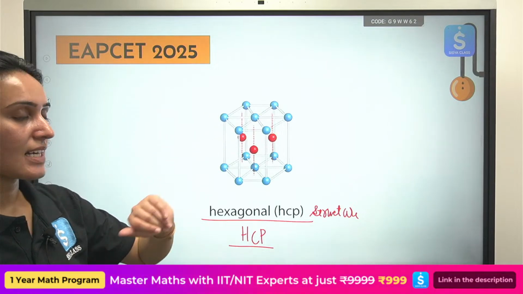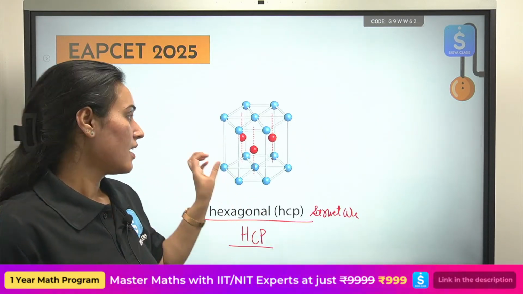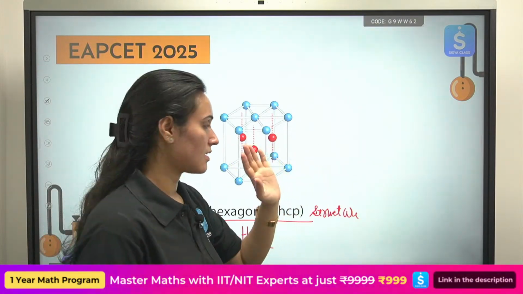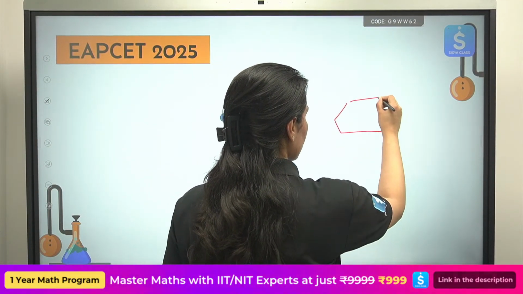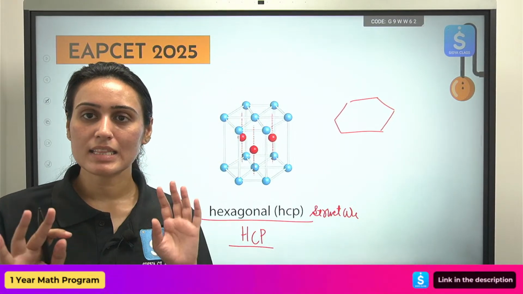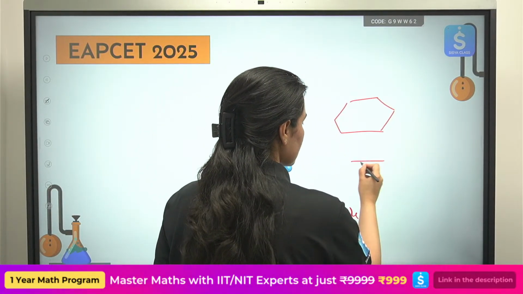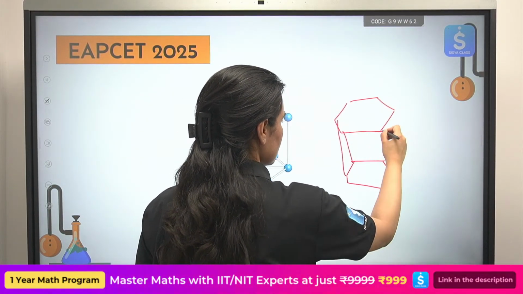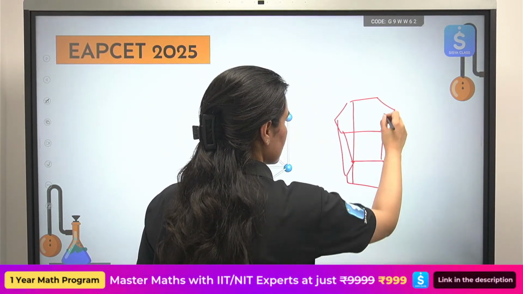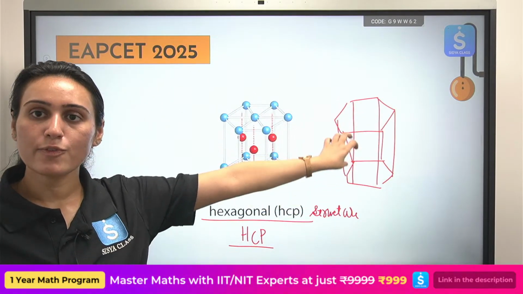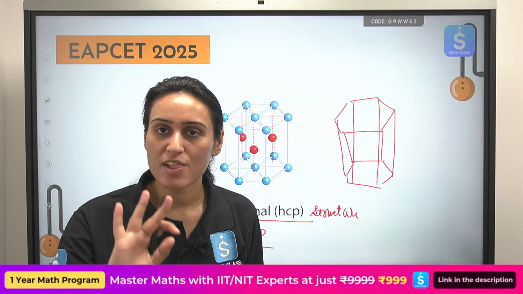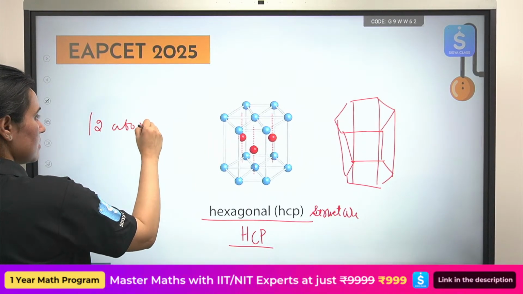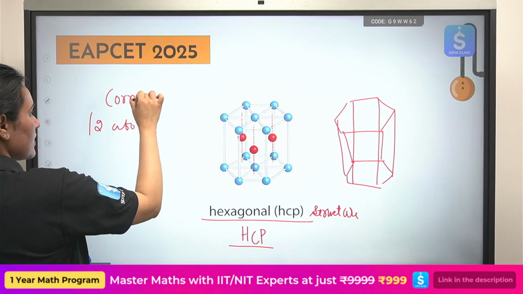Great. So where are the atoms present here? First of all, it is a hexagon. So you have 12 corners in case of a hexagon. Try to see it like this. This is one face. Imagine it in 3D. This is another face. 2 hexagons. Correct? So on the 12 corners of the hexagon, you have 12 atoms. Okay, so I will write it here: 12 atoms on the corners of the hexagon.